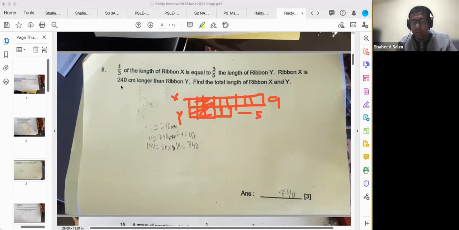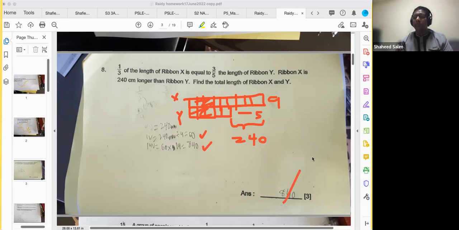Ribbon X is 240 cm longer. 9 minus 5 is 4. These 4 units is 240. Divide by 4, you get 60 now. There, you got this. 60 times 14. Yes, correct lah. Okay, you are doing a slightly different method, but it's okay. It's the correct answer. Well done.